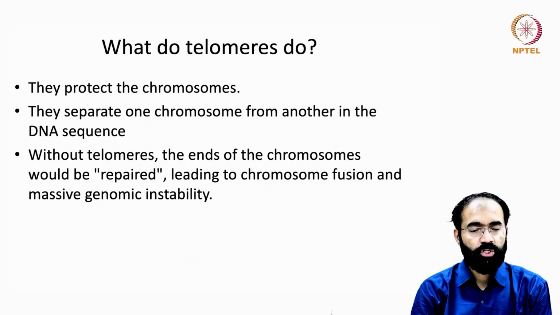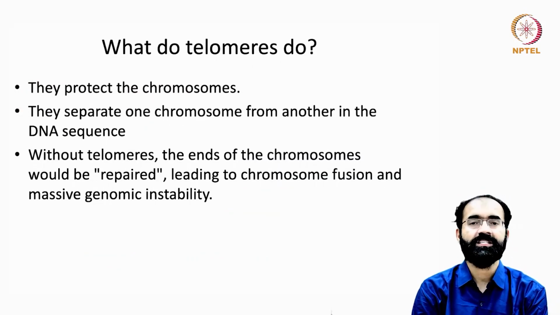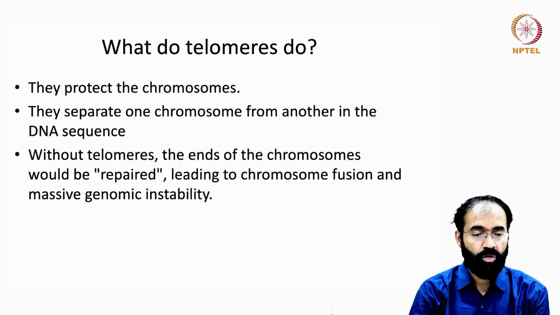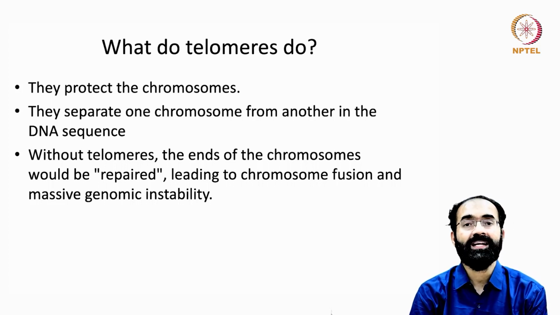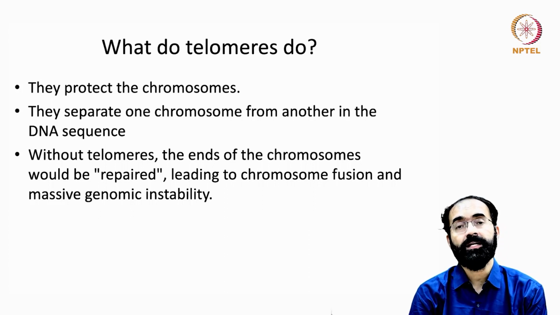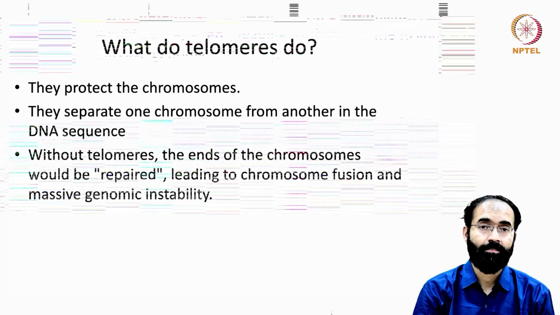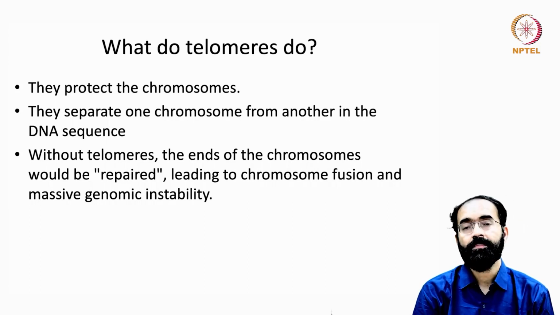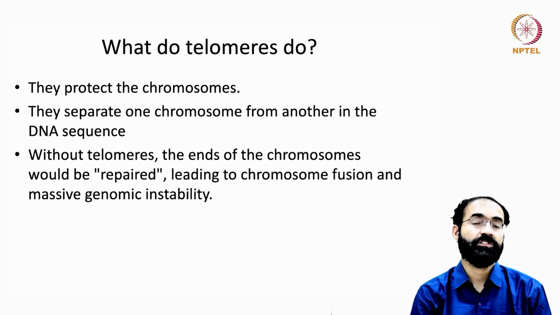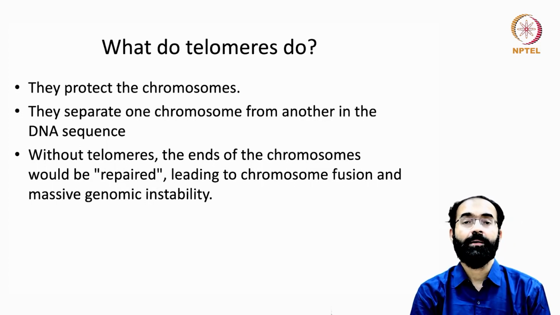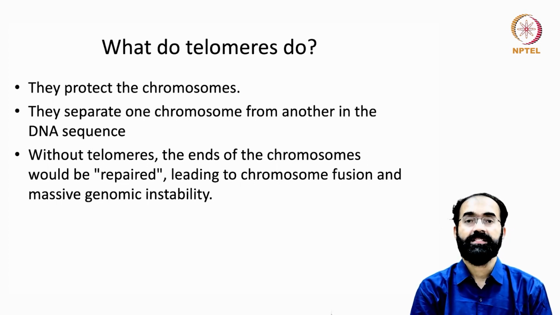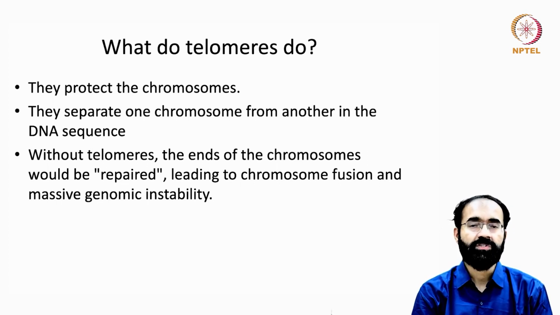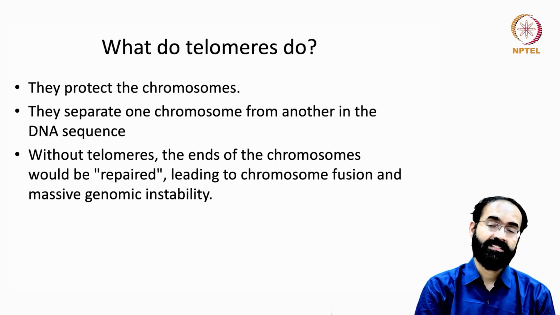So what do telomeres do? They protect the chromosome. In simplistic form, we can say they protect the chromosome. They separate one chromosome from another in the DNA sequence, so they prevent chromosome fusion. You may have heard about the famous example of the Philadelphia chromosome that causes cancer, the BCR-ABL, a well-studied example. BCR and ABL fuse because of chromosomal fusion, and it becomes a hyperactive transcription factor that will lead to cell proliferation. I will not go into the detail, but understand that chromosomal fusions can cause cancer also.